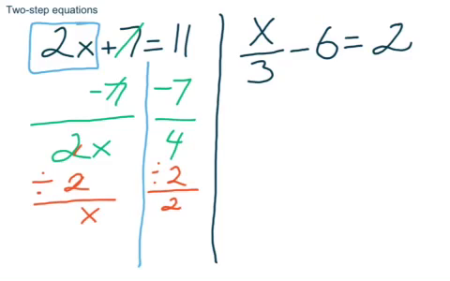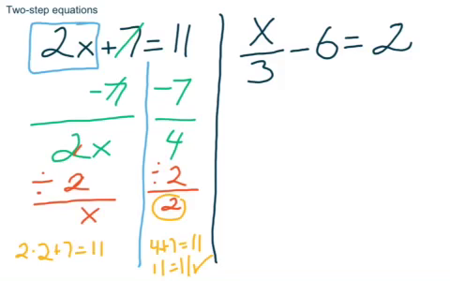Now remember, our last step is always to substitute it back into the equation, whatever value we get. So we have 2 times 2 plus 7. Does that equal 11? We end up with, I'm going to write it over here, 4 plus 7, which is indeed 11. So yes, that's a check for that one. When you substitute it back in and you get the same value on both sides, you've balanced that equation. And so we've solved it.